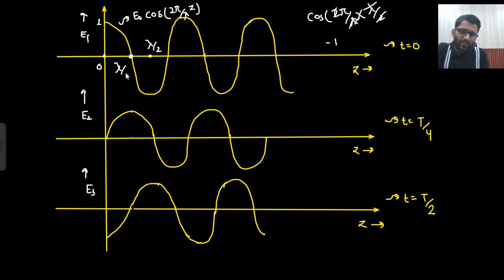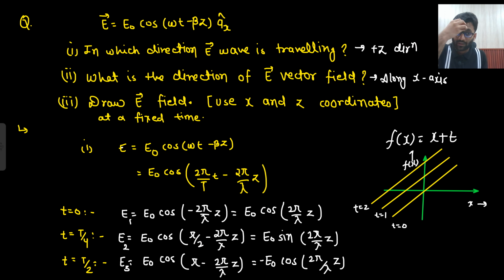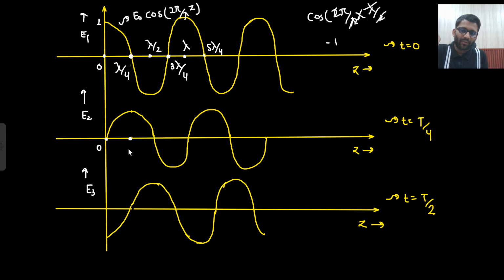This will actually be your λ/4. This point will be λ/4. This point will be 3λ/4. This point will be λ. This point will be 5λ/4. And in that manner it will keep on going. So same you can draw for this as well. This will be 0 and, since it is a sinusoid, this point will be λ/4. The same coordinates it will have. This is λ/2. Same goes for this one. This will be λ/4. This will be λ/2. And in that manner it will go.